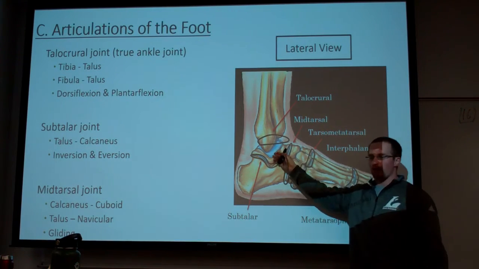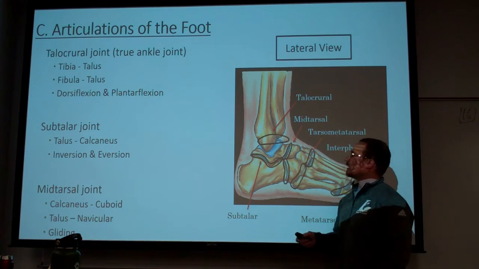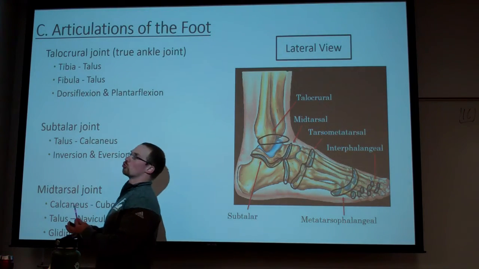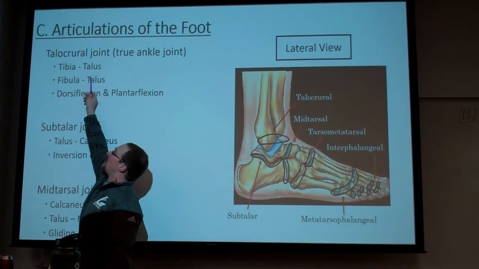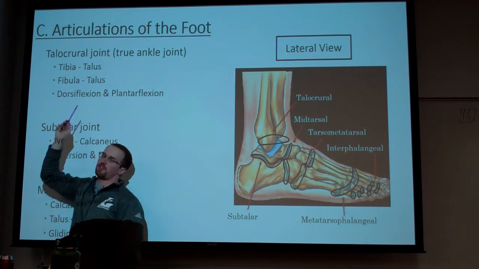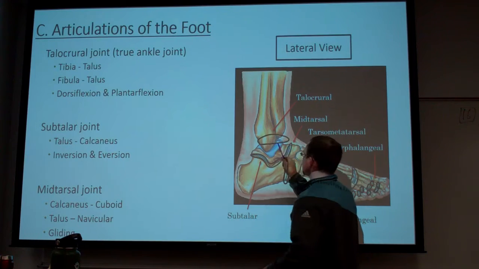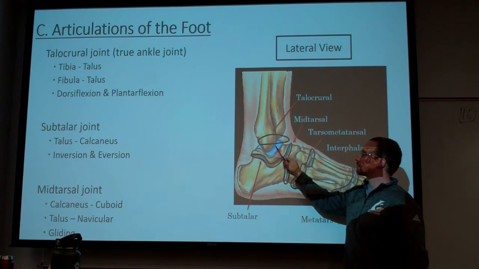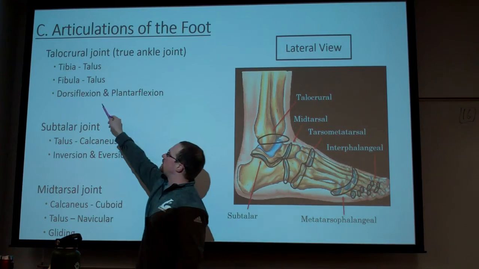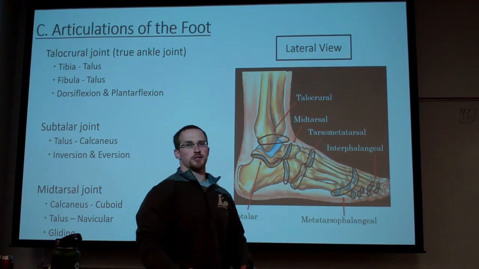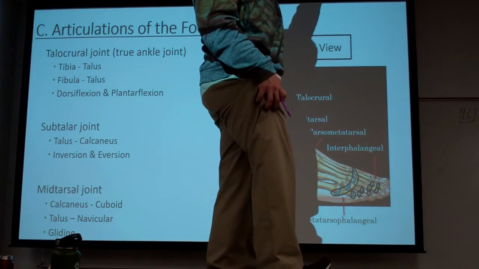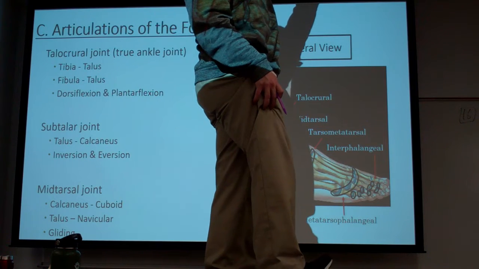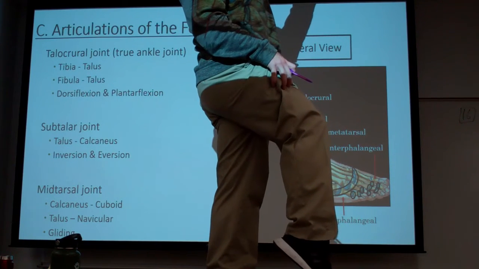We'll start at the ankle and move our way to the toes. Start with the talocrural joint. That's where the talus and the tibia and the talus and your fibula articulate. So right here. Now at this joint, this allows for dorsiflexion and plantar flexion of your foot. So that joint allows for dorsiflexion and for plantar flexion.